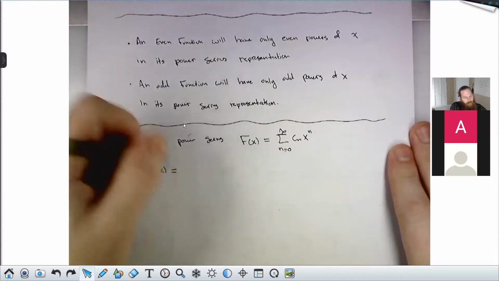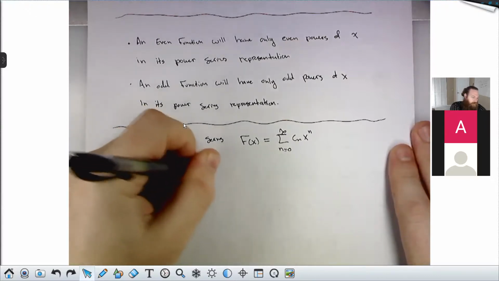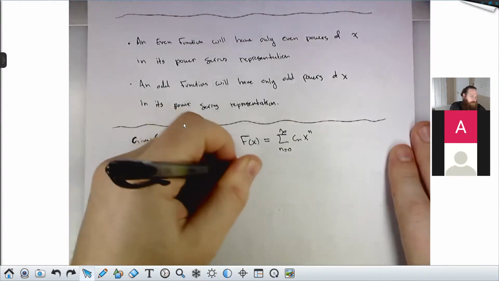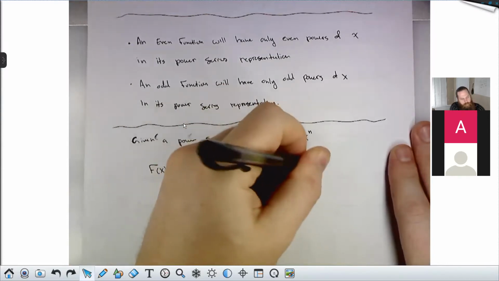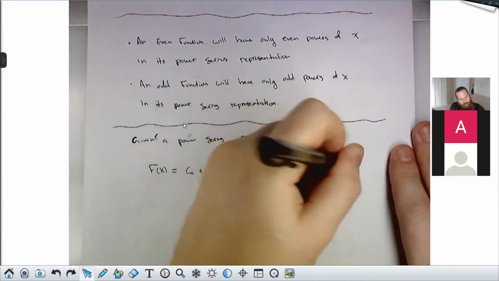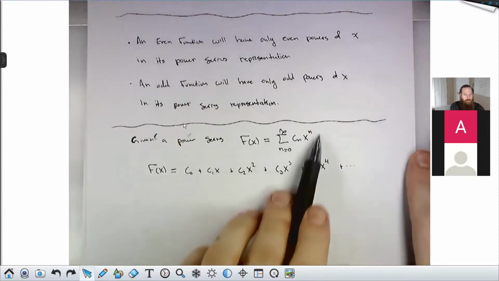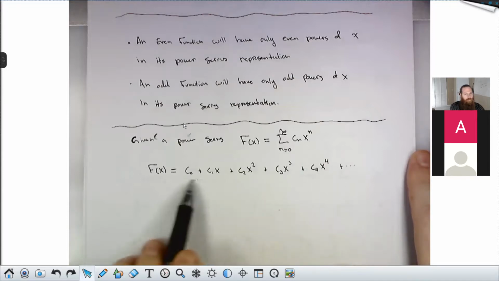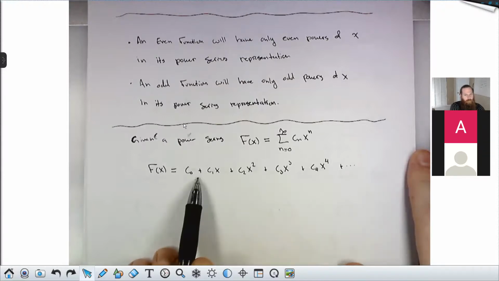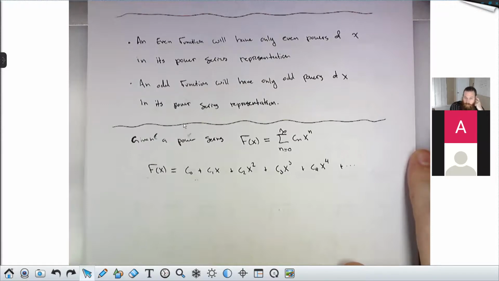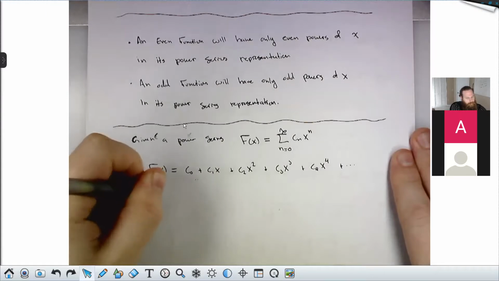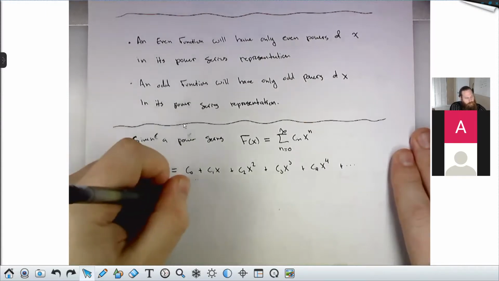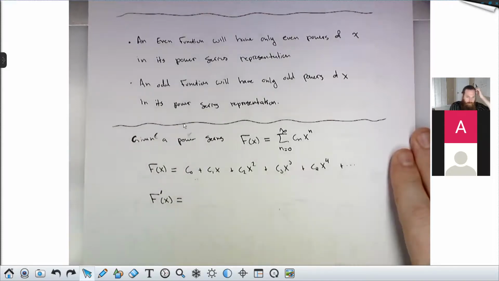If I write out all the terms, that's C0 plus C1x plus C2x squared plus C3x cubed plus C4x to the 4 and so on, right? This is just a shorthand for this big long sum. This big long sum looks like a polynomial, so you can differentiate it like a polynomial. I'll show you the full formula next week where we work with an arbitrary center.